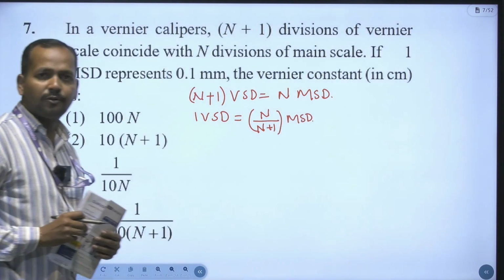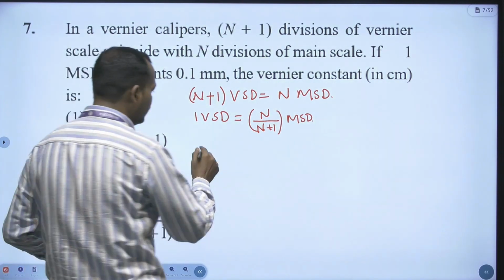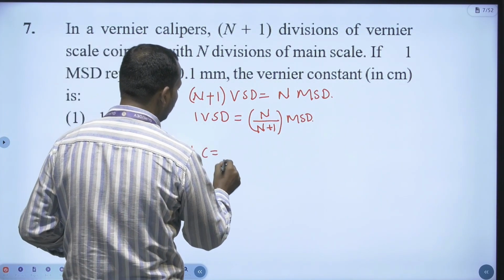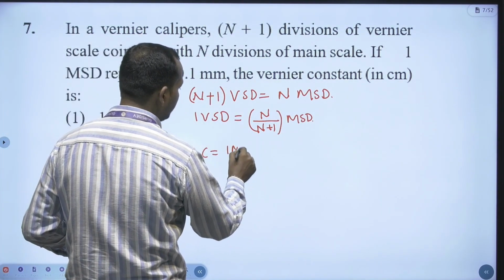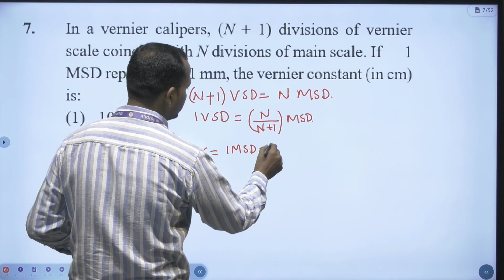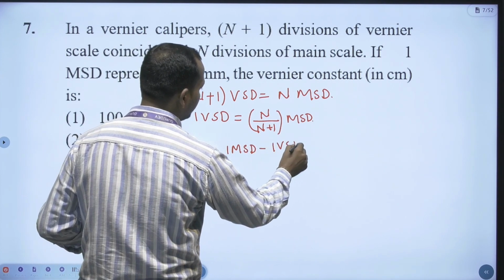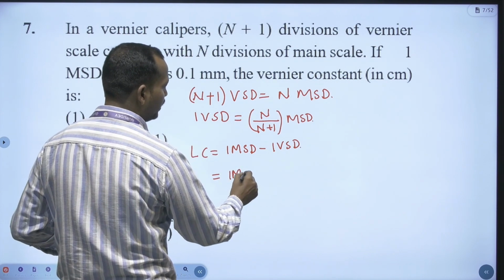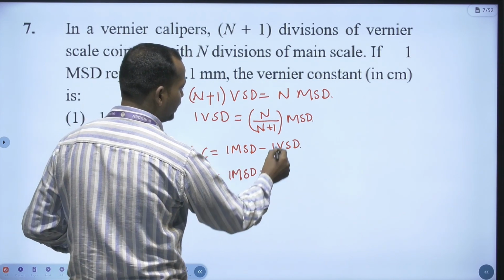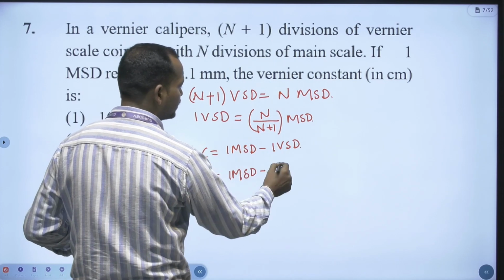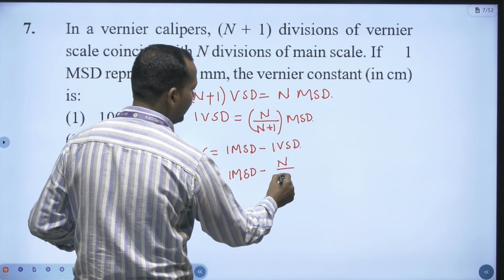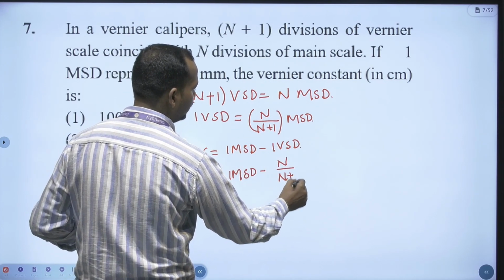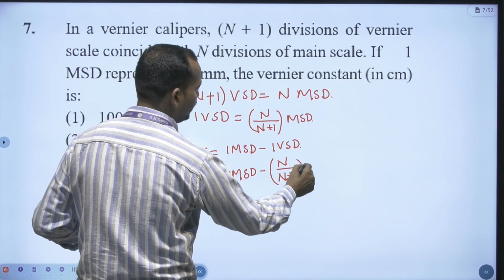और लीस्ट काउंट का फॉर्मूला क्या है? What is the least count formula? Least count is equal to 1 MSD minus 1 VSD, and what is 1 VSD here? Substitute in that: 1 MSD minus 1 VSD. 1 VSD क्या है? इधर ही है आपके पास. That is n divided by n plus 1 into bracket of MSD.